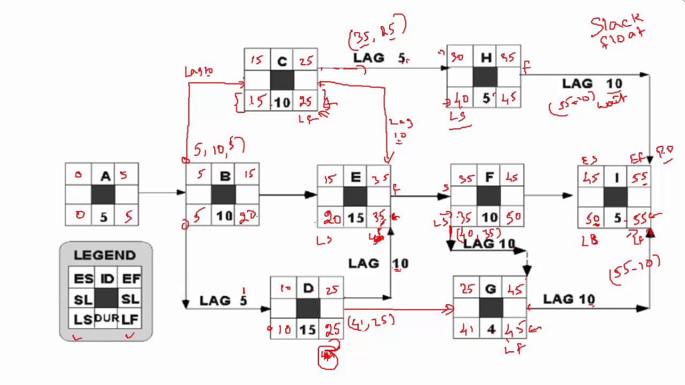Let's calculate the slack, the float, which is pretty simple. We just need to fill these two sections. So 55 minus 55 is 0. 5, 10. So again 45 minus 35, 40 minus 30, 10. 50 minus 45 is 5, 0. So I'm going to fill it up.